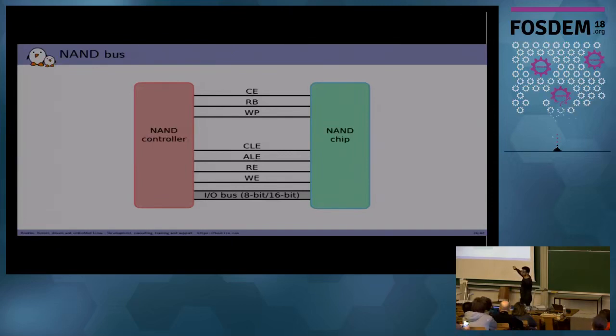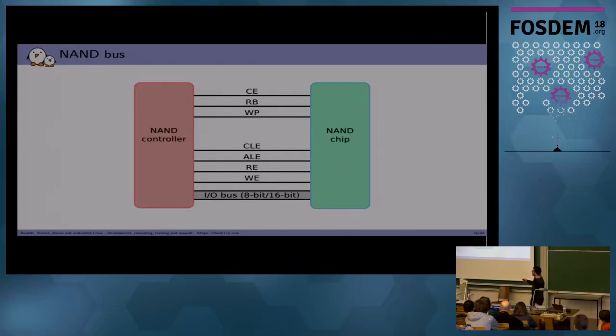For instance, CE stands for chip enable. The NAND controller, the host, will assert this line when it wants to talk to a particular NAND chip. Actually, this is for enabling one die. You may have multiple dies in one chip, but I will simplify this, and let's say we have only one die in this chip. The ready/busy pin works the other way around. The NAND chip can assert and deassert it to indicate that it's busy and cannot do another operation.